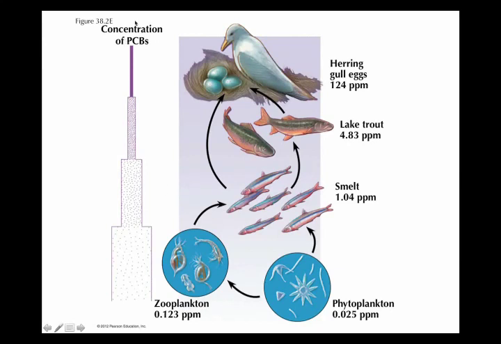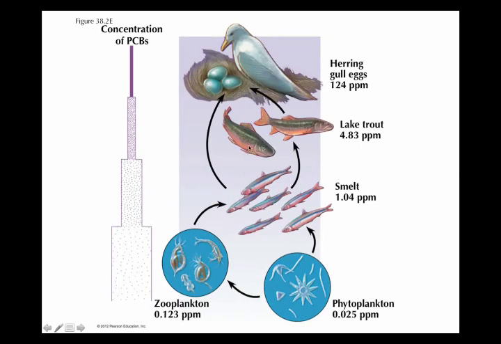And so we could get very high levels of pollutants, even though the levels at the source are low. So here's the example: the phytoplankton have 0.025 parts per million of PCBs, so that's pretty low. Phytoplankton are eaten by zooplankton as well as some of the larger primary consumers, like smelt. And depending on how much they consume, you can see the parts per million start bumping up.